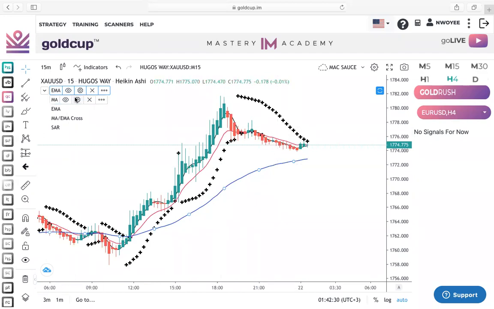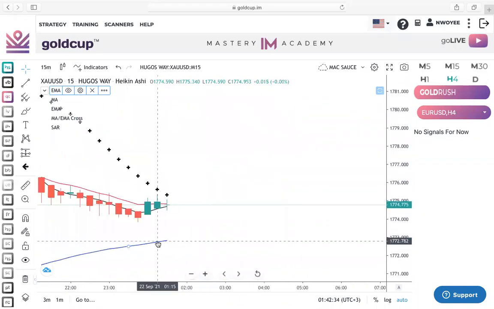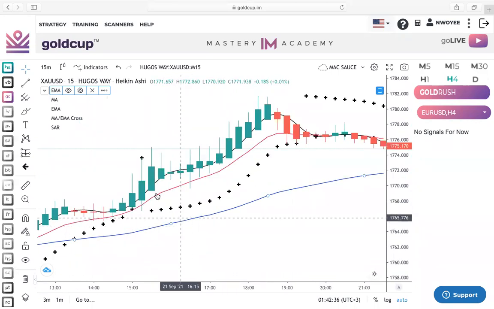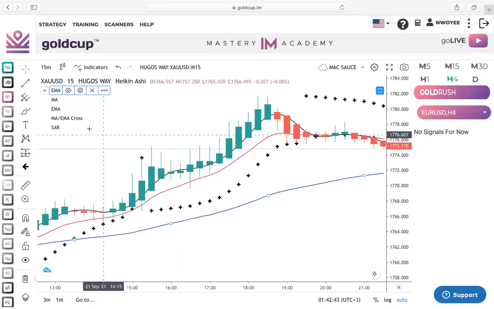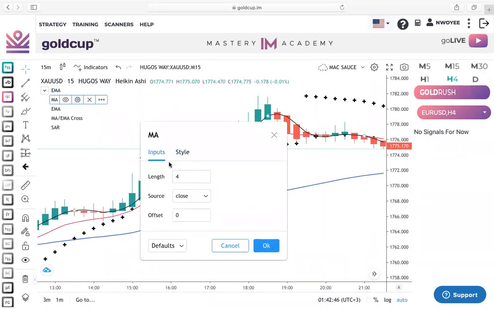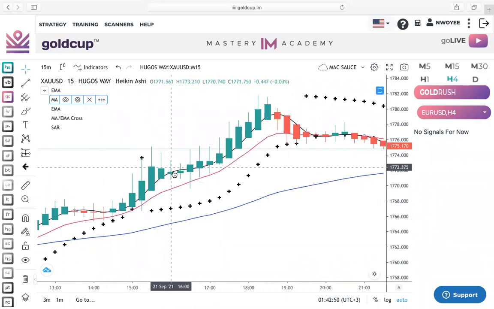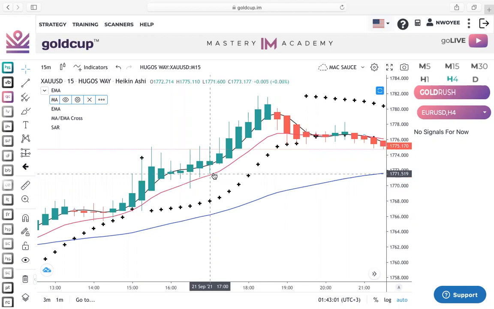The second one was an MA, and it was black. This black line right here. See that line that's black? That is the MA, this one that we added. That's the MA, so that's the 4 MA. This black line right here, okay? Now, this pink line is the 10 EMA, the third one.